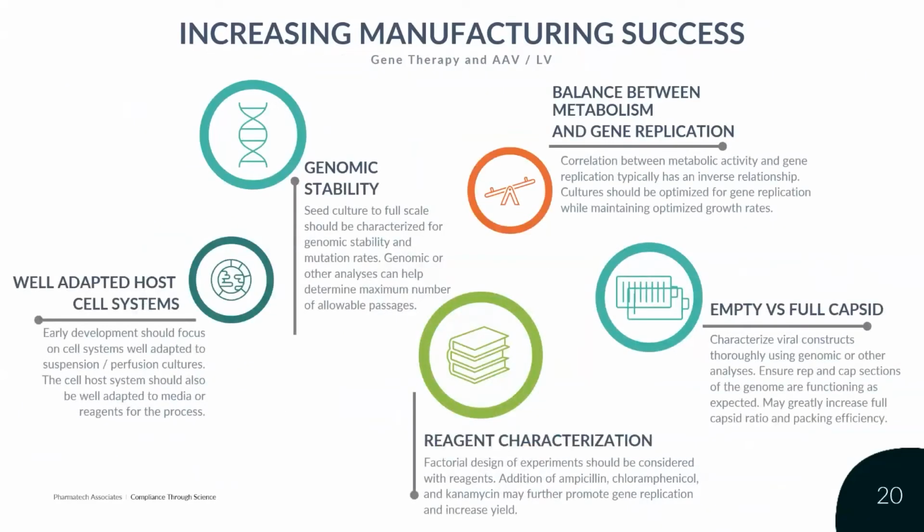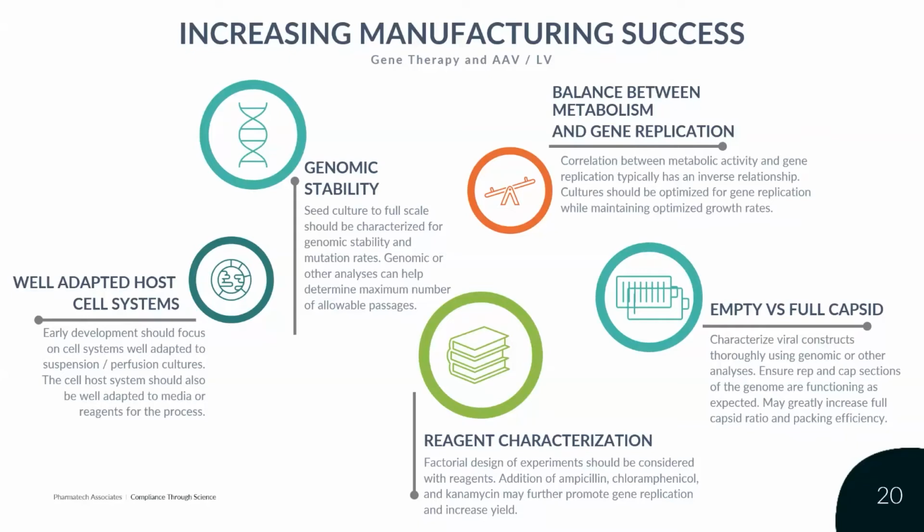And then really for gene therapy, stepping back a moment to the other half of this talk, I would say there are five major areas of consideration. There are many more than this. I think having a trusted partner while you develop your cell bank and your early gene therapy AAV-LV process can go a long way towards getting you a robust process that's much easier to scale. And that involves having well-adapted host cell systems. You have to start there.